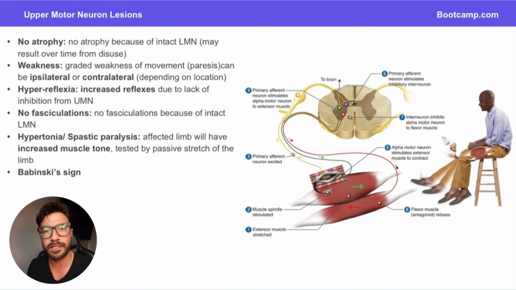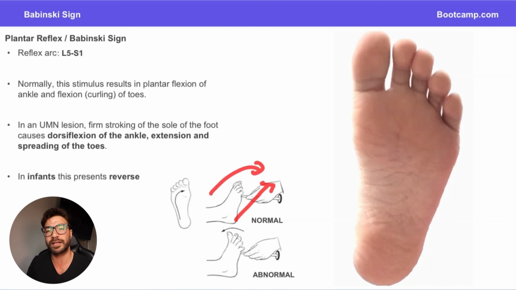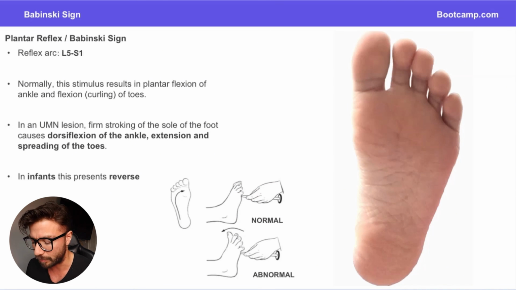Now, one key sign that we can pay attention to when we're looking for an upper motor neuron lesion is Babinski's sign. Babinski's sign is seen by doing a plantar reflex test. During this test, you're going to take a sharp instrument and drag it along the heel of the foot, up the lateral aspect and across the toes towards the medial side. When you do this, if there is no upper motor neuron lesion, the normal response would be curling of the toes and plantar flexing the foot. Essentially, you're going to try to kick away that sharp object. So we're going to plantar flex and curl the toes.